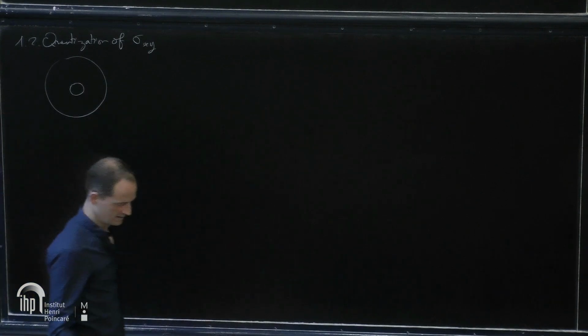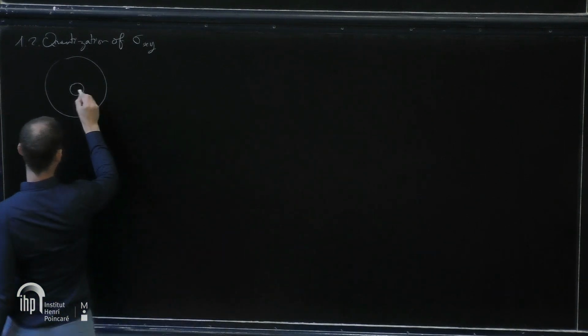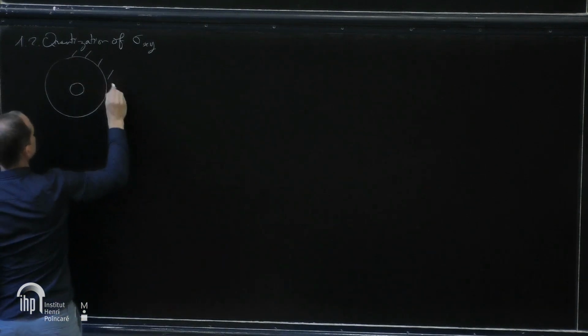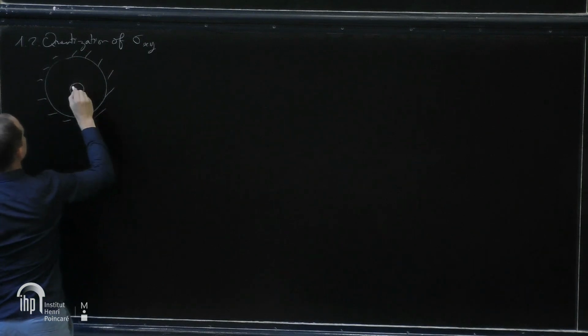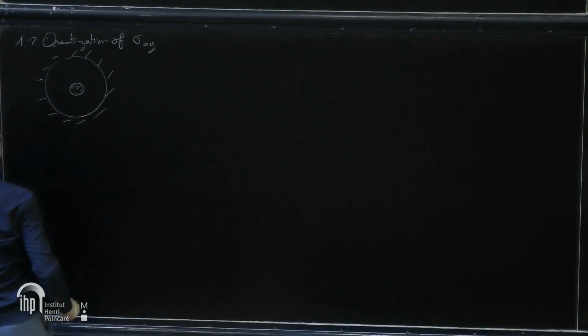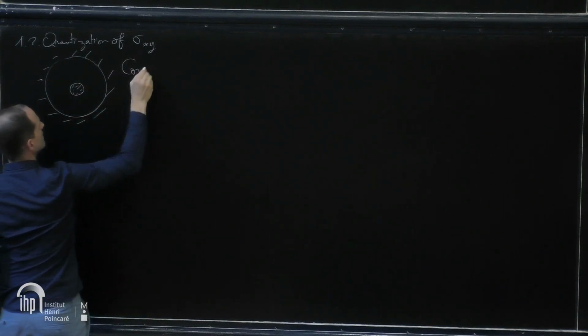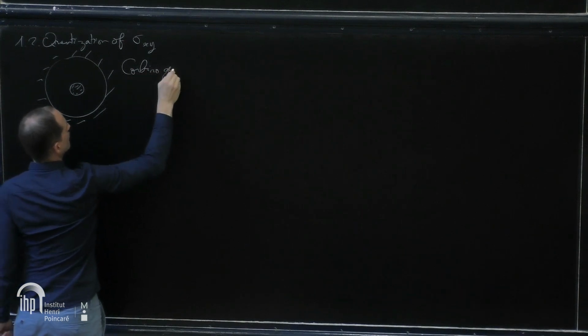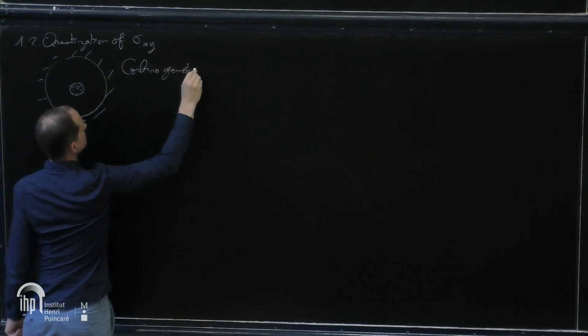And actually, I will slightly modify it. I will consider an annulus geometry with an inner radius and an outer radius. Yes, this is also called Corbino geometry. I will explain why I want this.